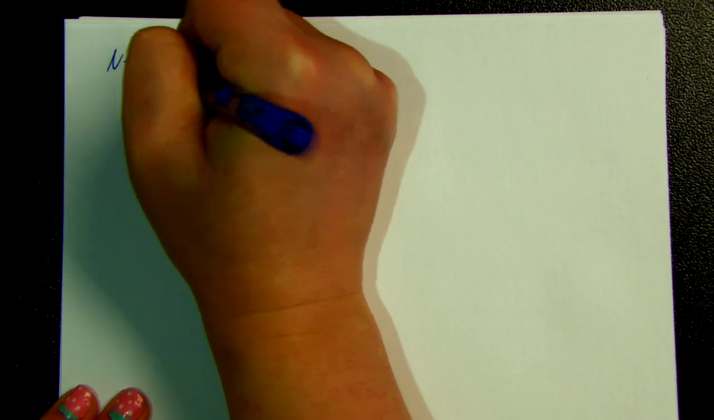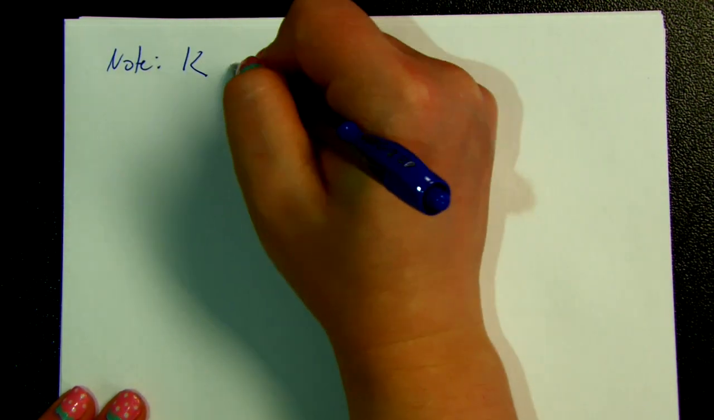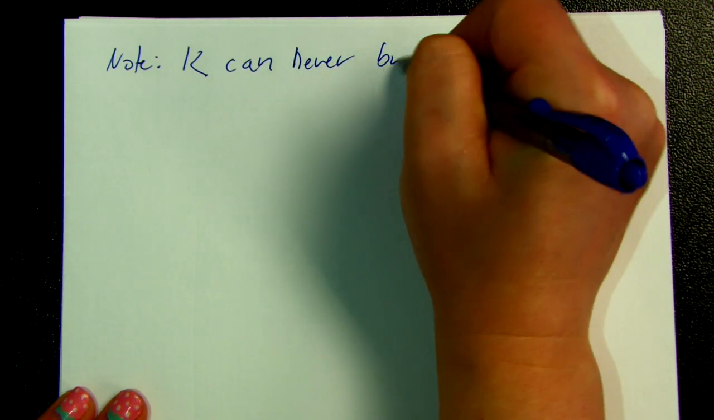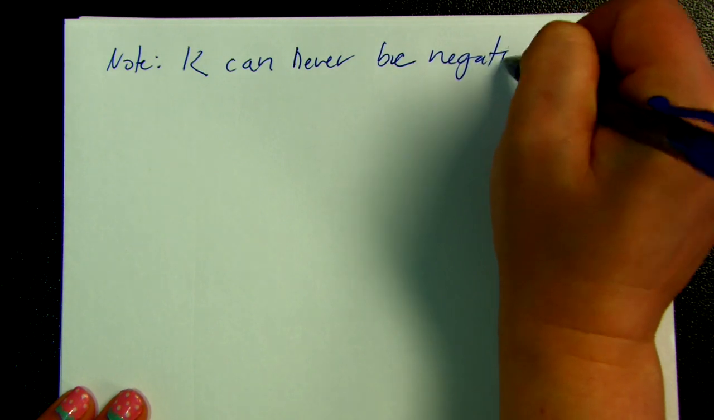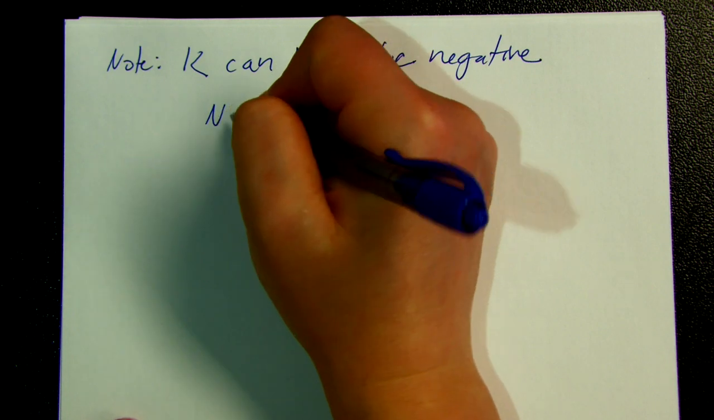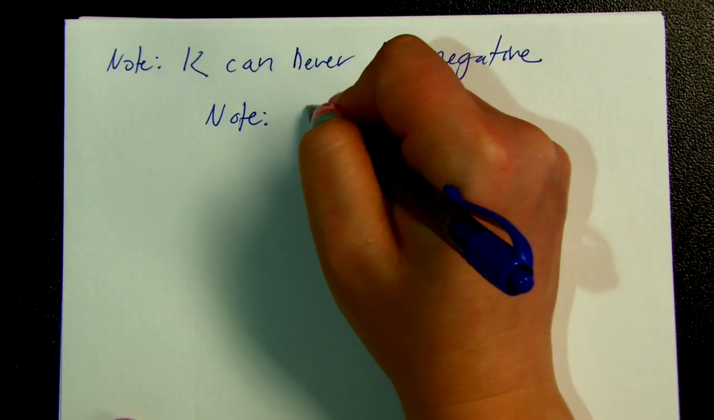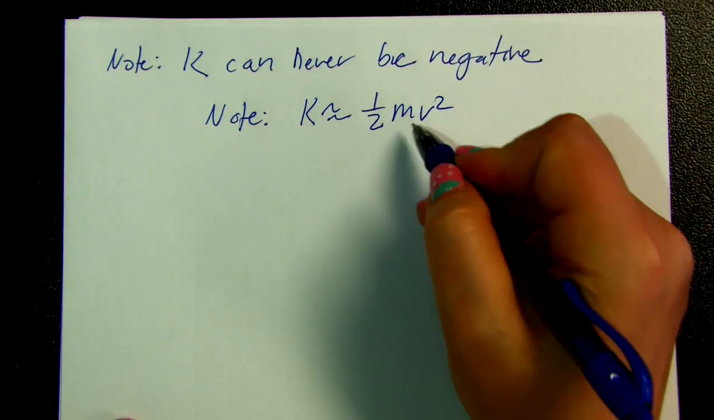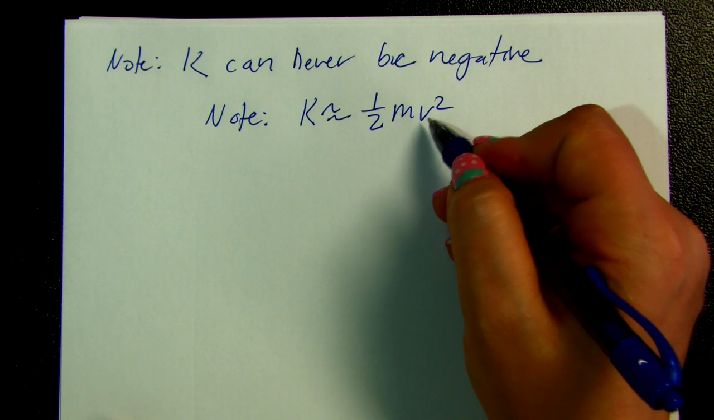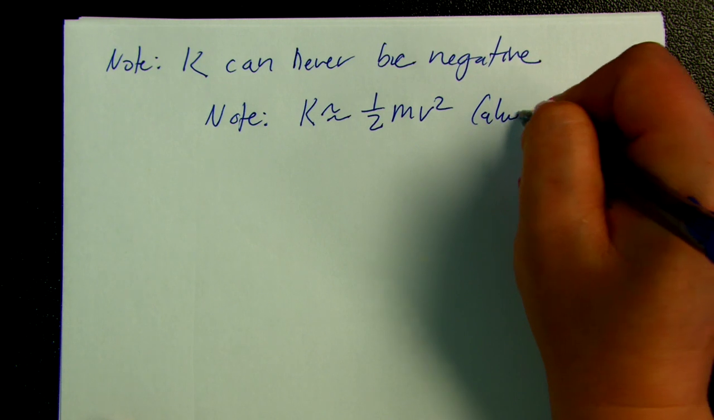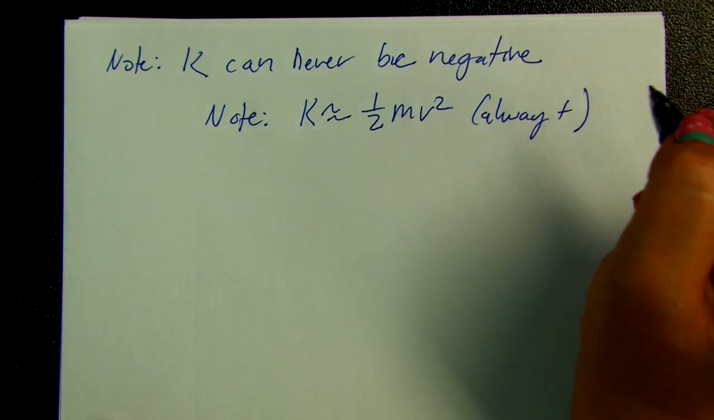Just a quick note: when we're thinking about this, kinetic energy can never be negative. We've seen that potential energy can be negative, but kinetic energy can never be negative. Note further that because kinetic energy is approximately 1/2 mv squared, mass can never be negative, and velocity can be positive or negative, but if you square it, it's always positive.